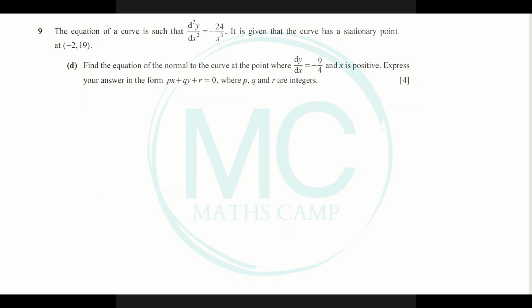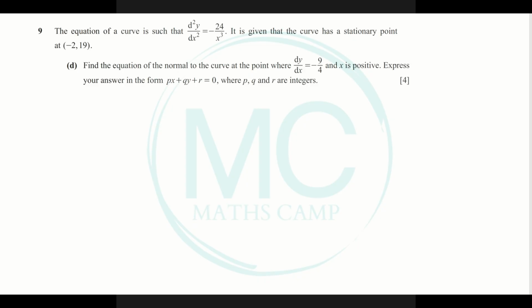For part D, we need to find the equation of the normal to the curve at the point where dy over dx is equal to negative 9 over 4 and x is positive. Express your answer in the form px plus qy plus r is equal to 0, where p, q, and r are integers. Now, a normal is a straight line, and to find the equation of a straight line, we need the gradient and 1 point.